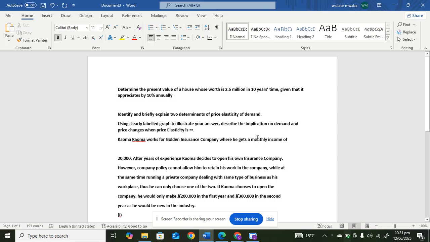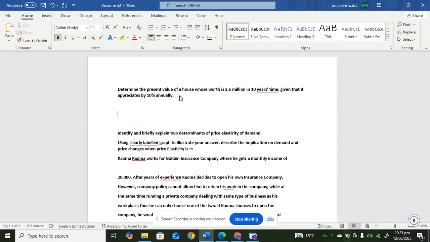All right, so we've got some questions here. The first question is reading: determine the present value of a house whose worth is 2.5 million in 10 years' time, given that it appreciates by 10% annually. So here, colleagues, basically what we're being asked is to find the value of this house today. Okay, and that's the present value.